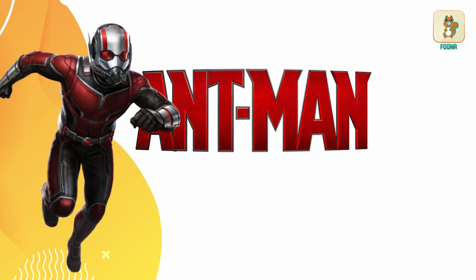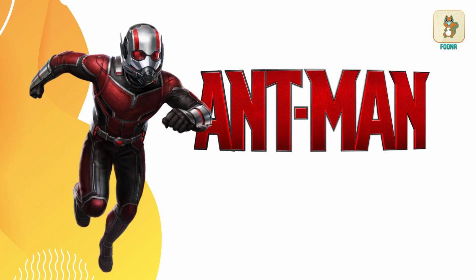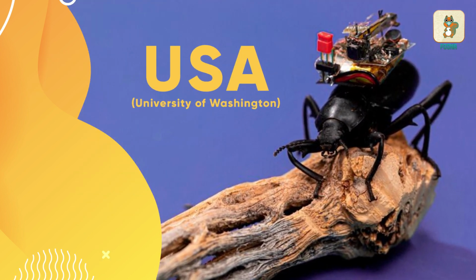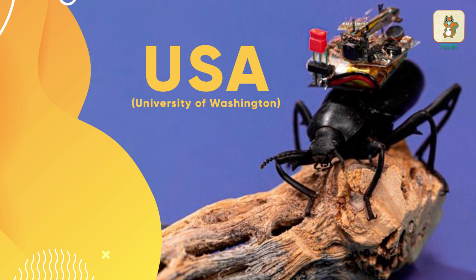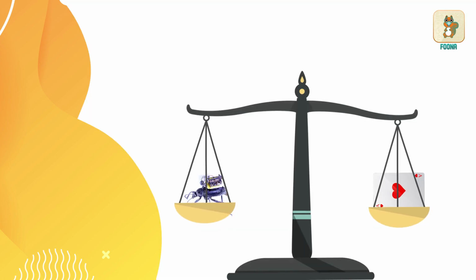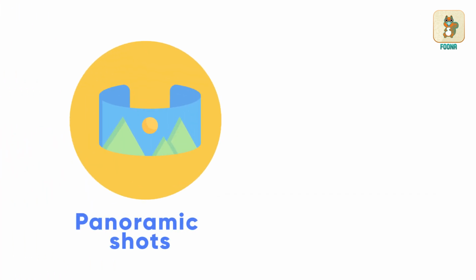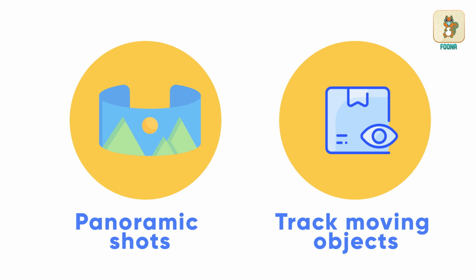Ant-Man is one of the tiniest superheroes you know. And now a camera has been invented in USA that can give us a bug's eye view of the world. This camera is 10 times lighter than a single playing card and can take panoramic shots and even track moving objects. Do you know which superhero has the power to become the smallest?